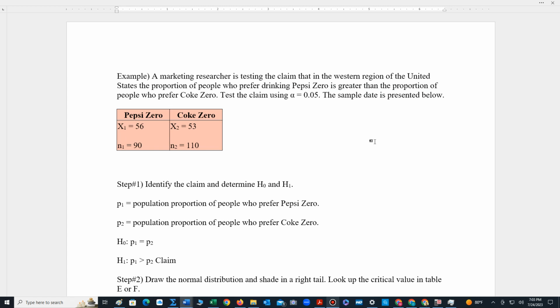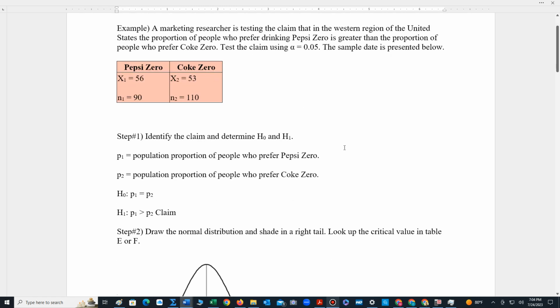A marketing researcher is testing the claim that in the western region of the United States, the proportion of people who prefer drinking Pepsi Zero is greater than the proportion of people who prefer Coke Zero. Test the claim using alpha equal to 0.05. The sample data is presented below. So we have our sample data.